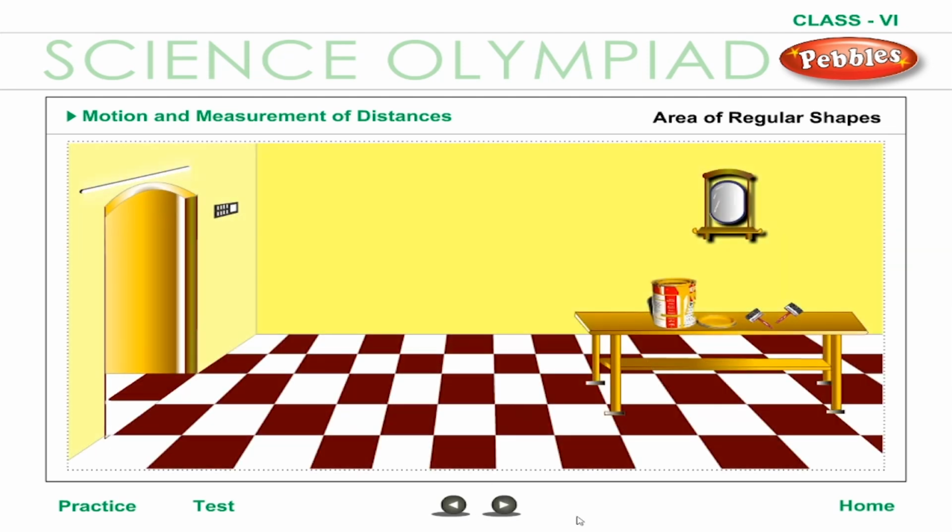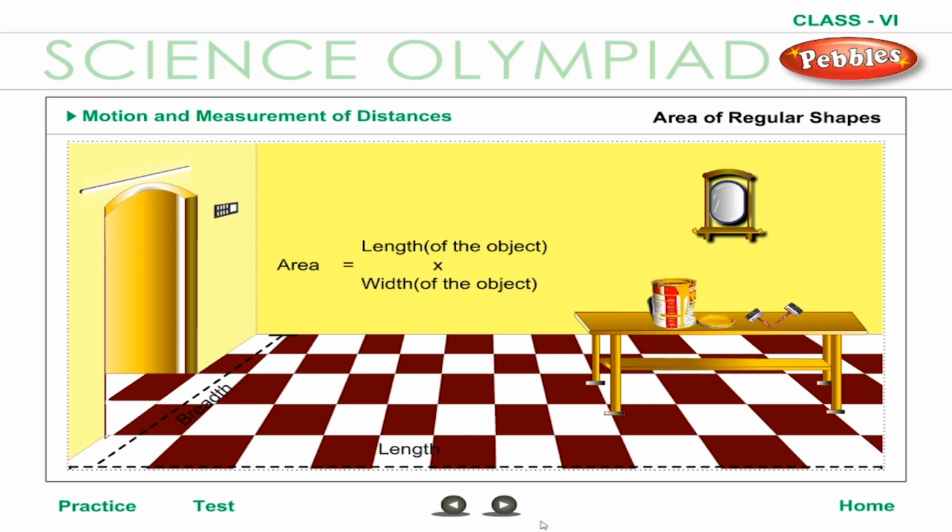Measurement of area. Regular shapes. Measurement of area plays a vital role in our day-to-day life. For instance, to paint a room, it is essential to determine the area of the room before deciding to buy the paint. Area is the space within a particular shape and is measured in square units. The formula to calculate area is length of the object times width of the object. The SI unit of area is square meters, m squared.